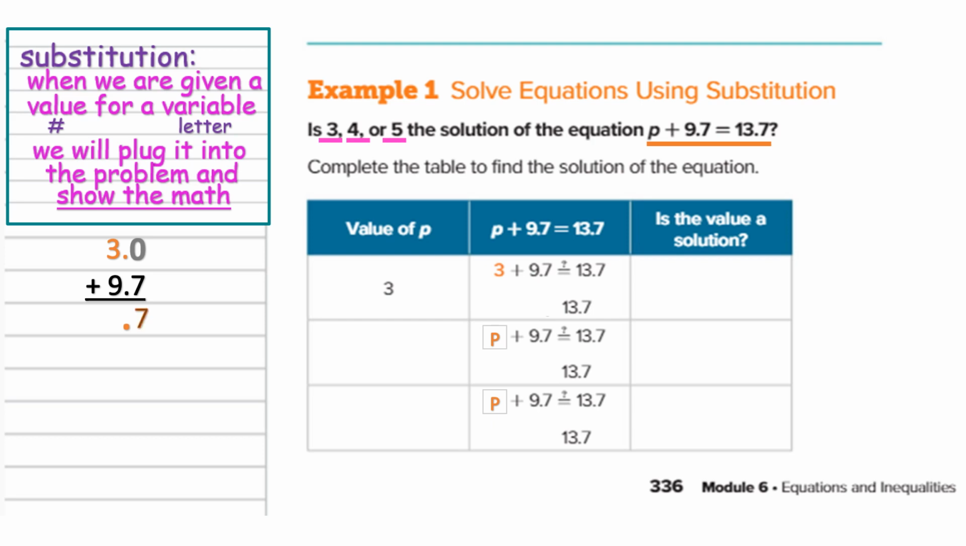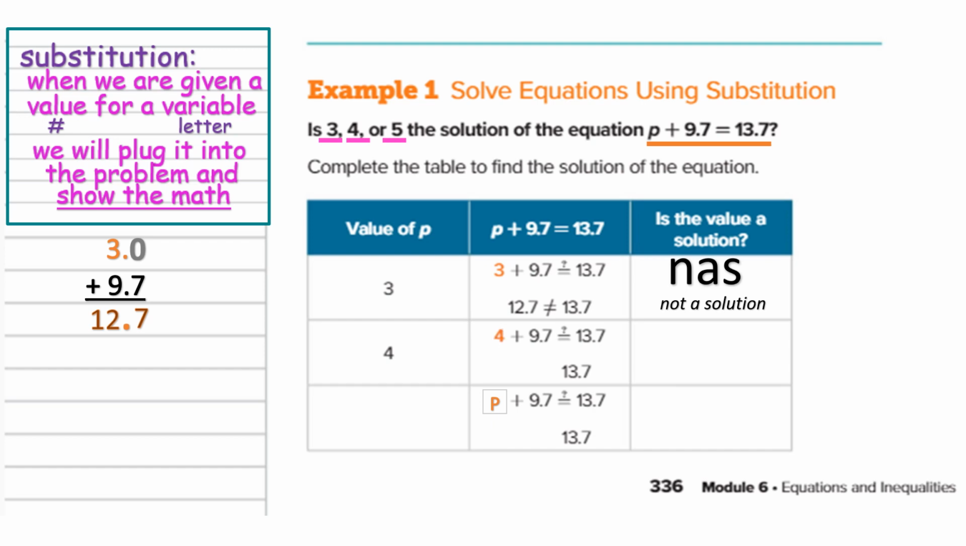So 0 plus 7 is 7, 9 plus 3 is 12. 12.7 is not equivalent to 13.7. So that's an NAS. You are able to write NAS as an answer, and all that means is not a solution. I'm going to do the same thing with 4 now because that's what they give me.